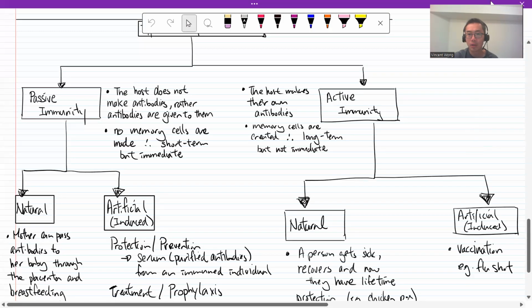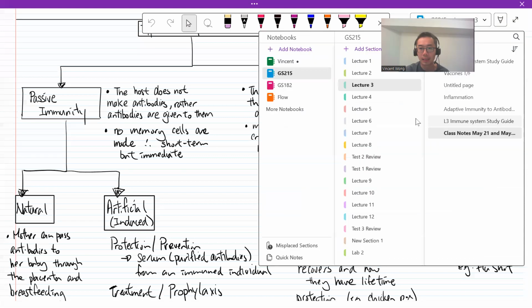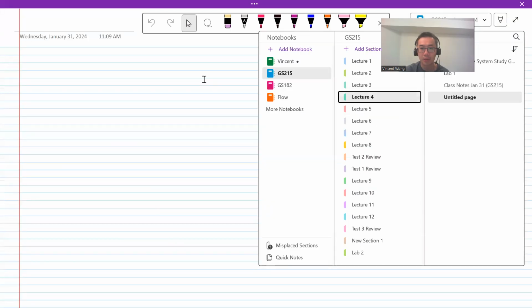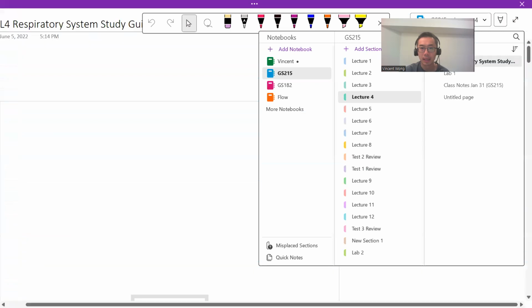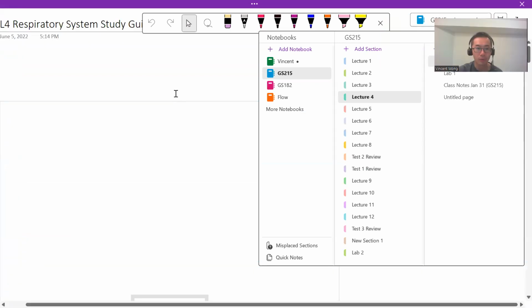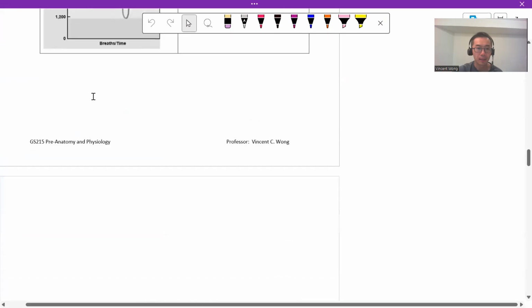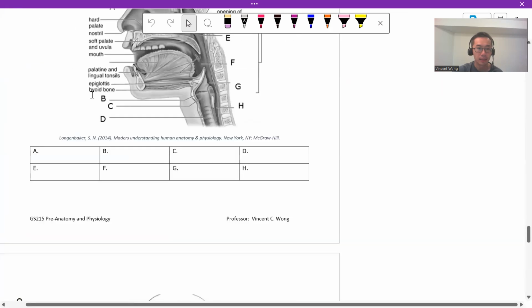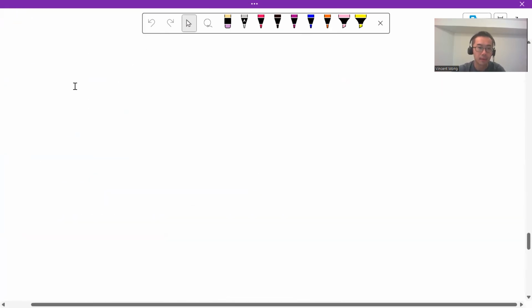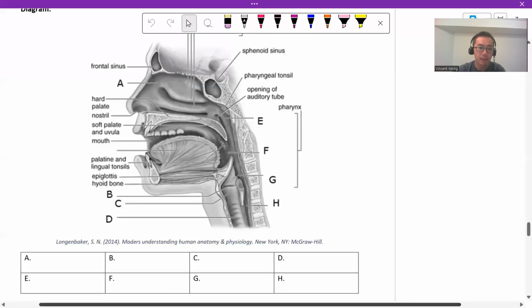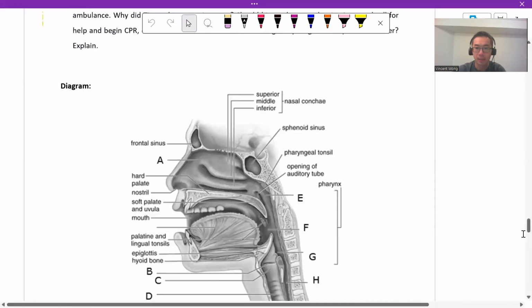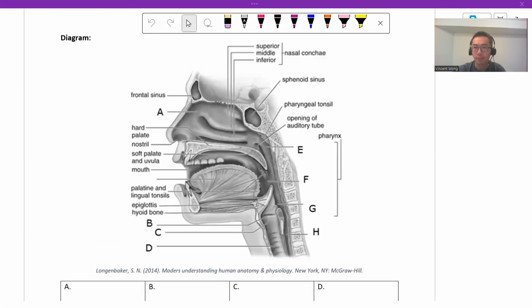Now, I want you to get your study guide out. There's a diagram I want to go through with you. It's this one. Please take it out, and I'm going to fill in some of these things with you, okay?